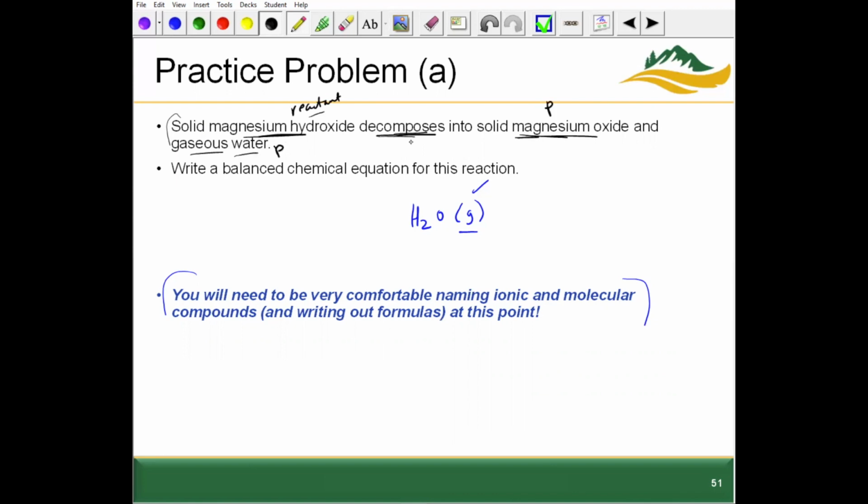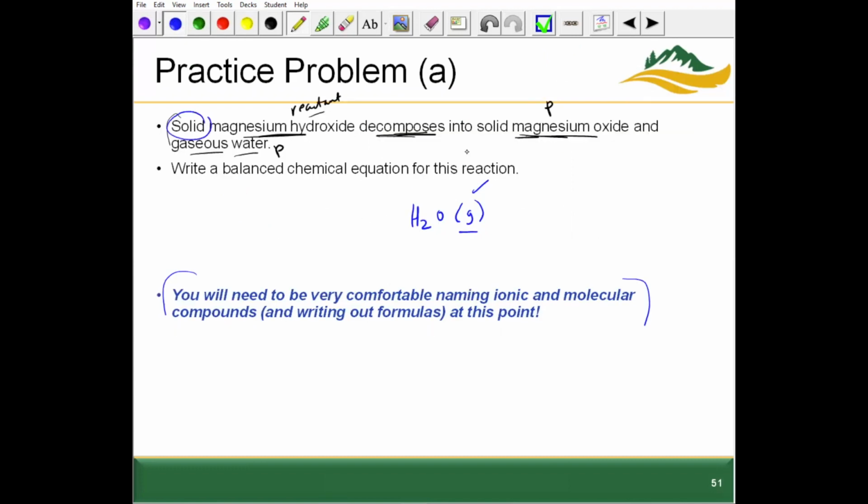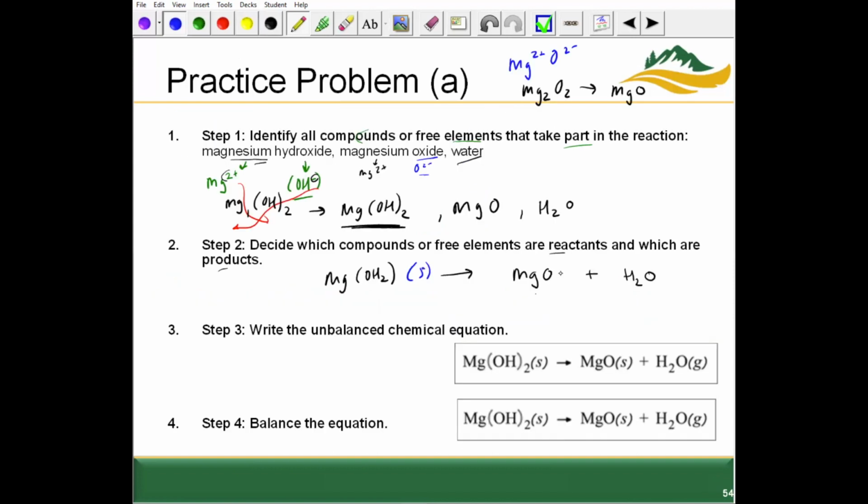So let's take the reactants and products and write out what we know so far. So I wrote up magnesium hydroxide here as our reactant and magnesium oxide and water as our products. We do also know something about their physical states. Solid magnesium hydroxide, solid magnesium oxide, and gaseous water. So solid, solid, and gas. I should have written Mg(OH)2, really importantly. OH is in parentheses, 2 is outside the parentheses. Okay, so I needed to fix that, and then this is still a solid.